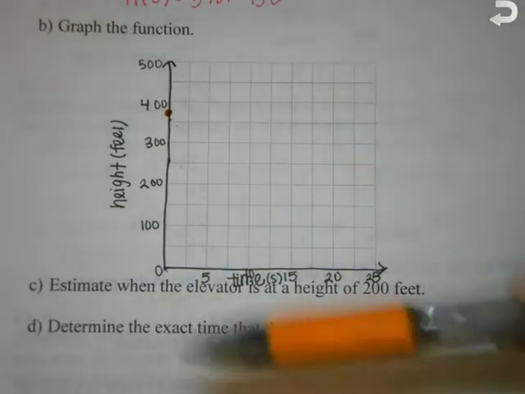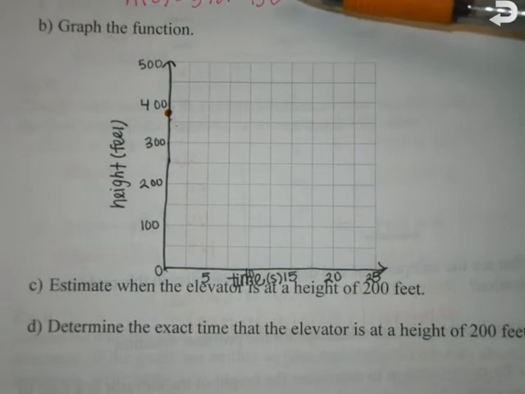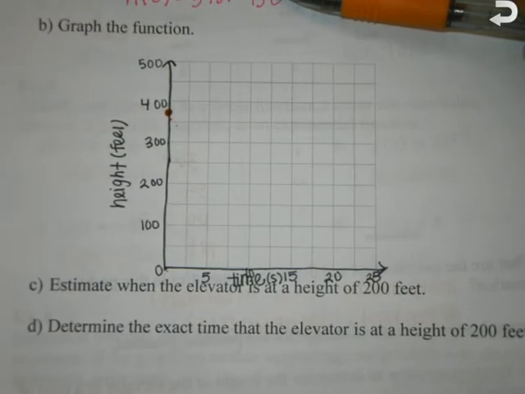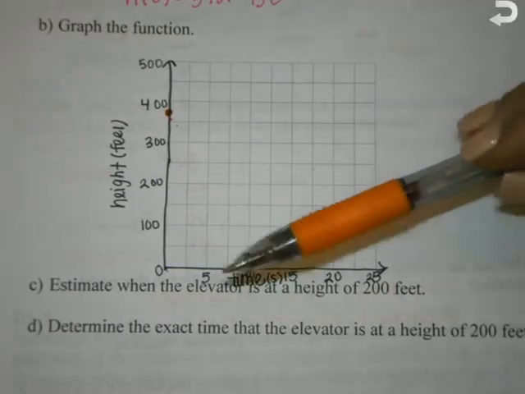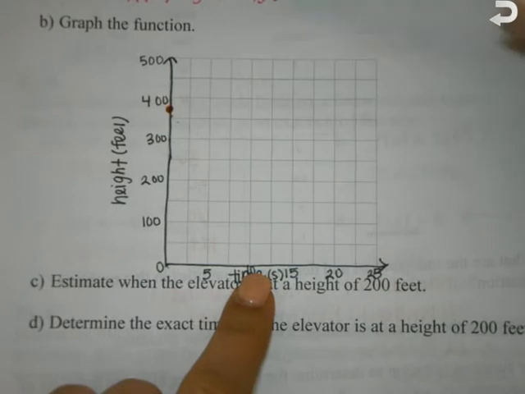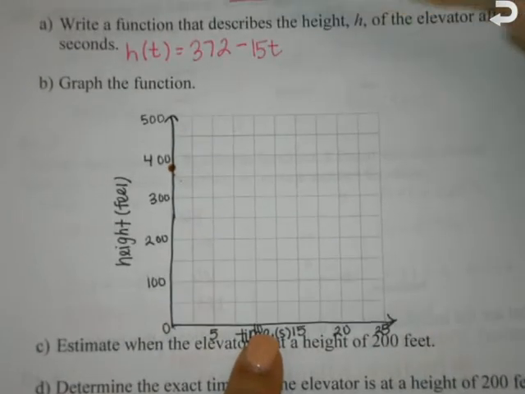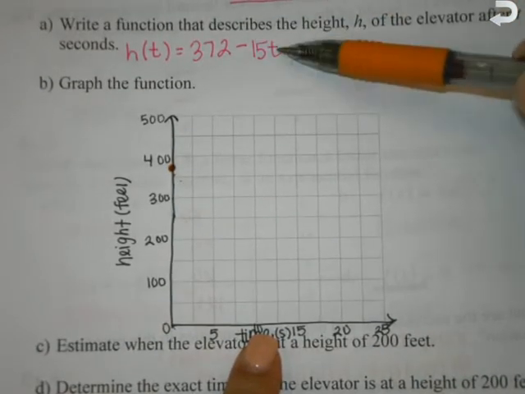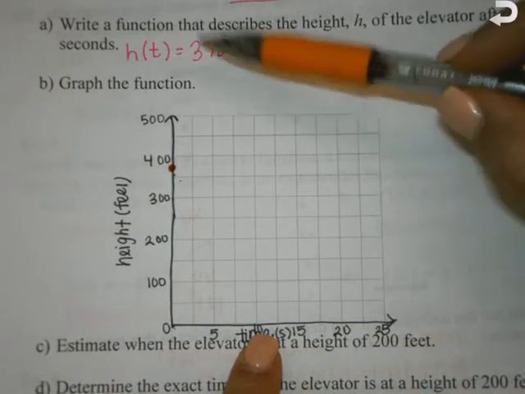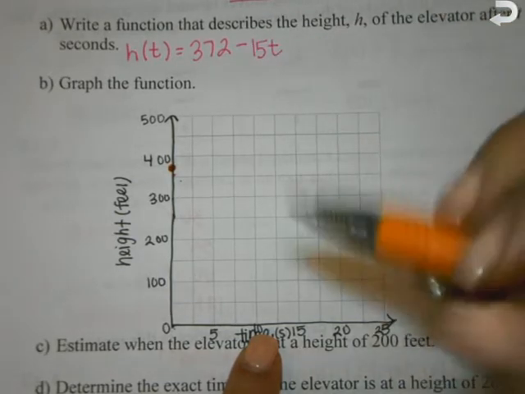So let's plot another point at 15, or I'm sorry, at 5. That might be a little bit hard for us to plug in. But at 10 it might be a little bit easier. So at 10 seconds, because this is 15, that would be 150, right? And what would 372 minus 150 give me?